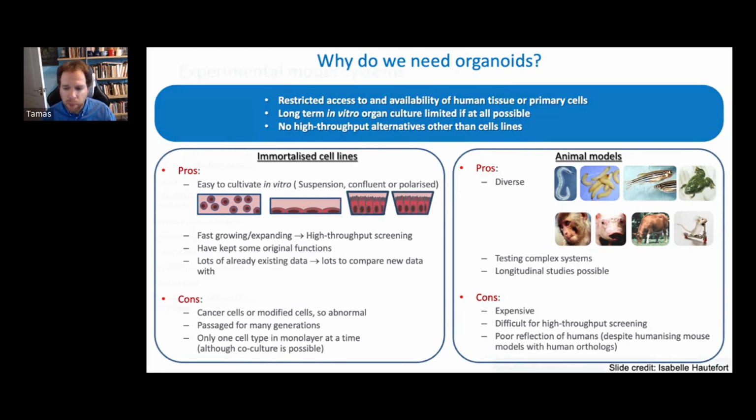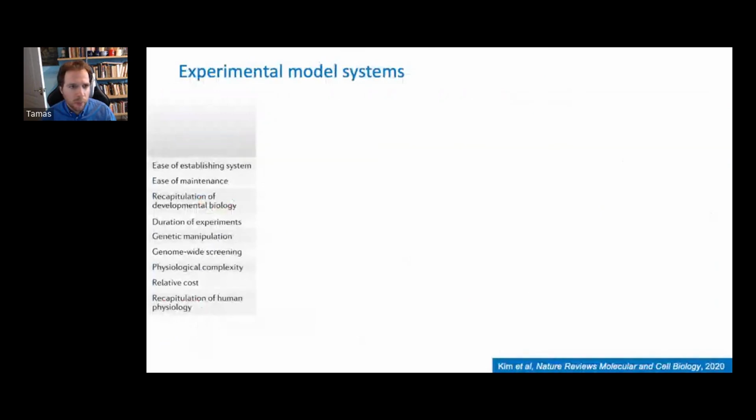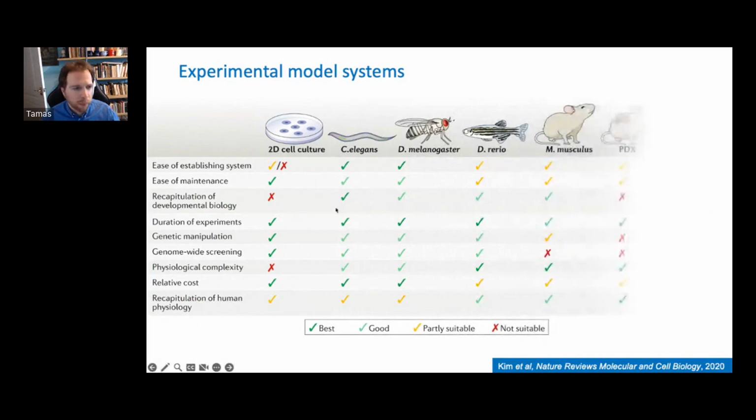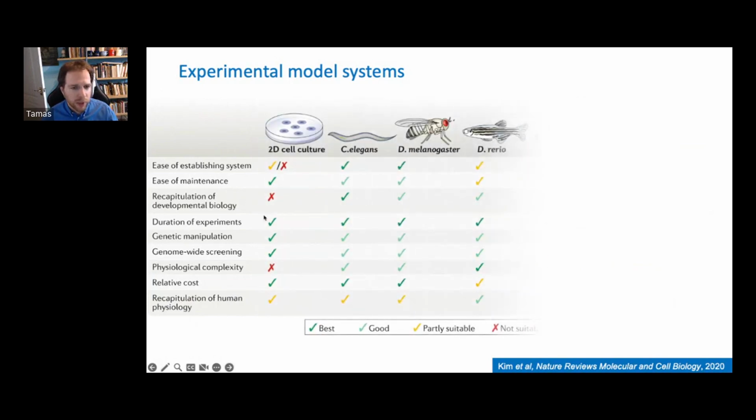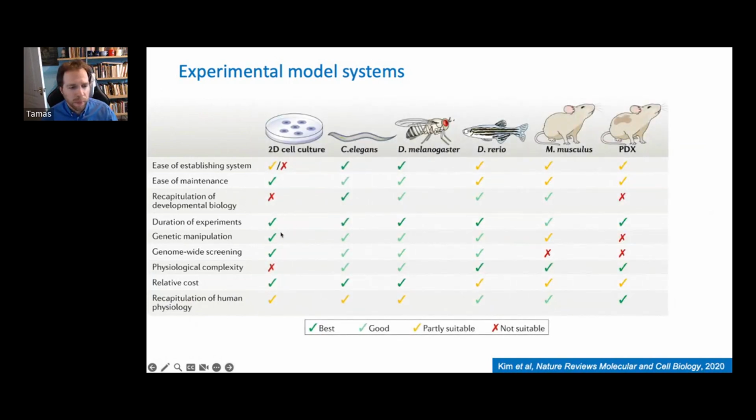So this is another summary from a really nice review about the different experimental model systems and what you can get out from them. So in terms of ease, maintenance, developmental biology related things, and basically how long experiments you can do with them, whether we can manipulate it, and all these things at cost, which is very important as well. So these are the traditional models, including modified mouse models. And then here come human organoids.